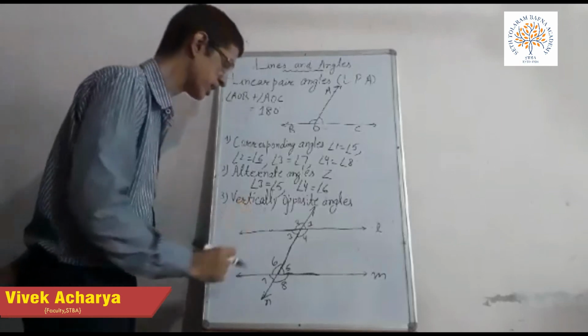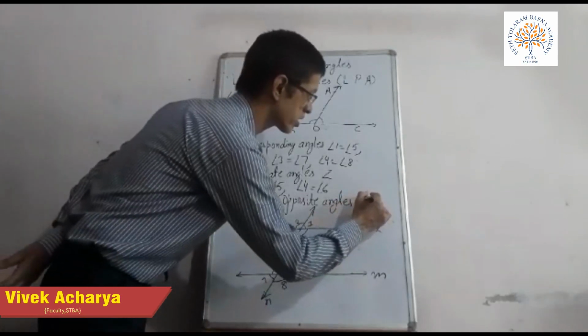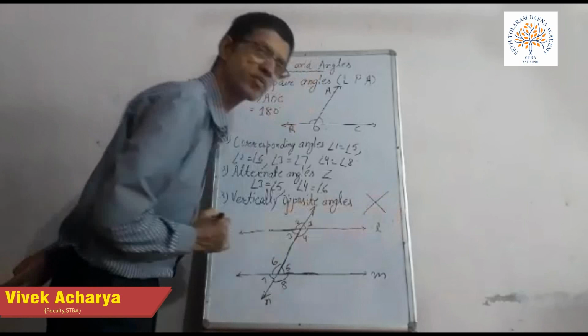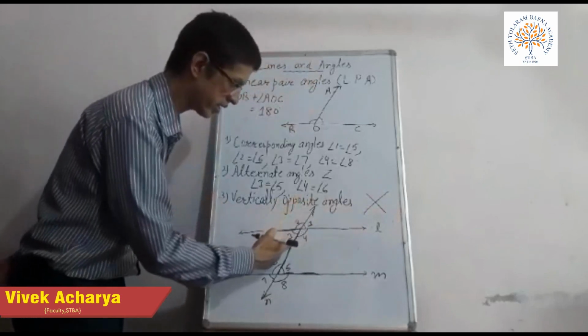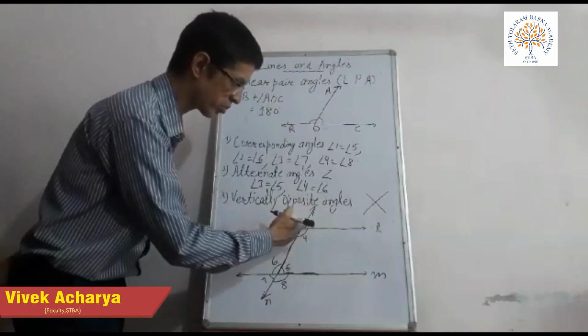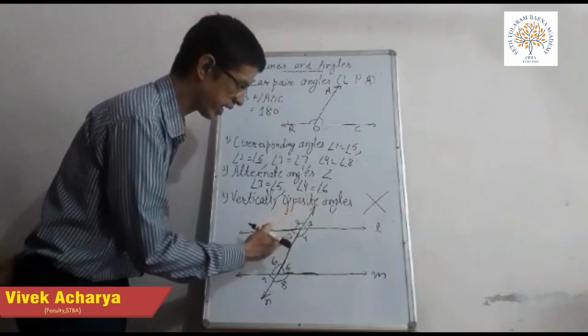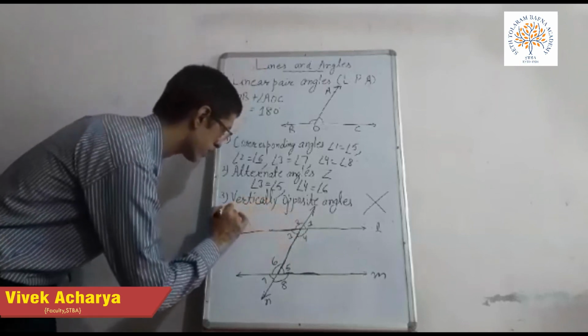Now the last one is vertically opposite angles. Vertically opposite angles form when two lines are crossing each other, like this one. You can see this line and another line are crossing. So vertically opposite angles are 1 and 3. You can see angle 1 is equal to angle 3. They are vertically opposite.